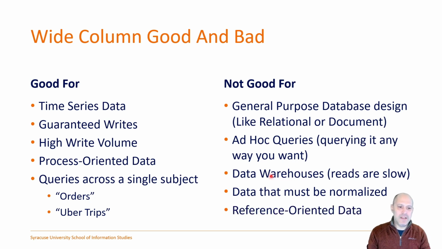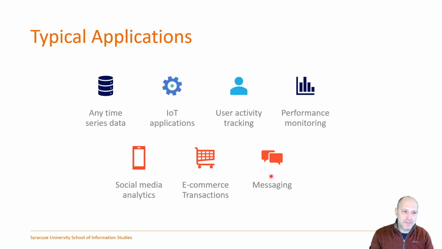So reference-oriented data is out. Not going to use reference-oriented data. So typical applications of wide column: any time series, IoT applications, tracking user activity, performance monitoring. You can already see these are all process-oriented activities. This is all process-oriented data. So social media analytics, e-commerce transactions, messaging, also telemetry.